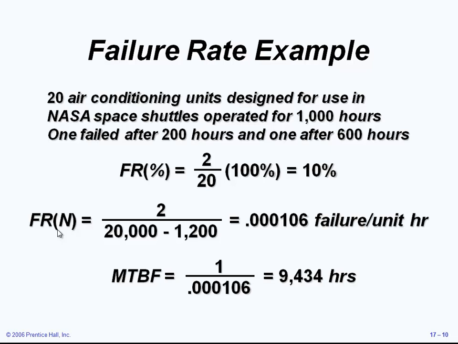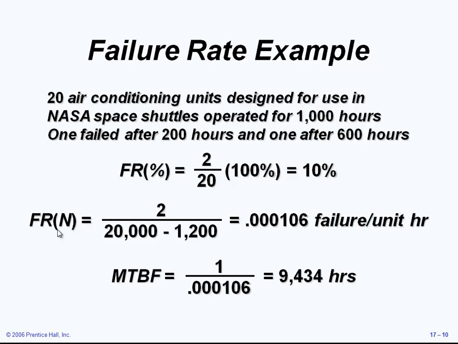So I was assuming that all machines will operate for 20,000, but actually 2 machines failed, so I have to subtract the time that they did not work, they did not operate, which is in this case 1,200. And that is the difference of hours that need to be subtracted from the 20,000 to get the actual unit hours of operations.